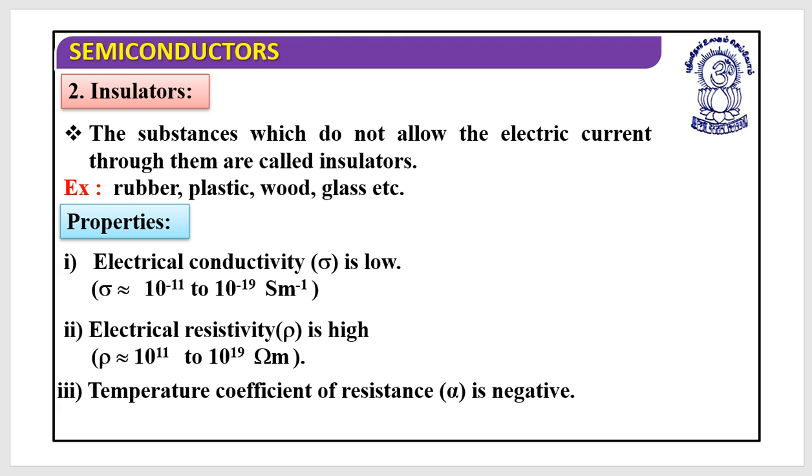Next are the insulators, and insulators are the substances which do not allow electric current through them, such as rubber, plastic, wood, glass, etc. Insulators' conductivity is low, exactly opposite to the conductors, approximately 10 to the power minus 11 to 10 to the power minus 19 units, and the resistivity is very high, that is 10 to the power 11 to 10 to the power 19, and the temperature coefficient is negative.